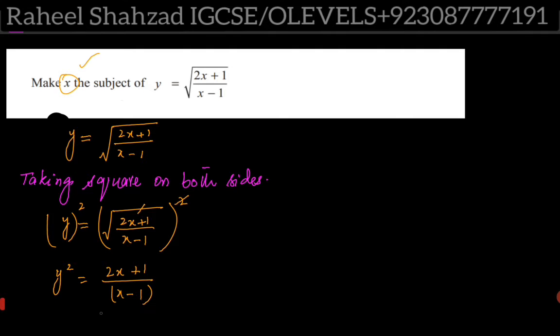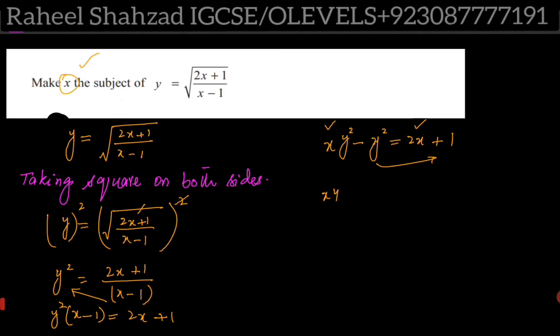So this x minus 1 is being divided on the right hand side. When we bring it to the left hand side, it is y square times (x minus 1), it will be multiplied, equal to 2x plus 1. So it is xy square minus y square is equal to 2x plus 1. Again, same concept. We need to make x the subject, so we'll try to bring x values on one side and our other things to the other side. So it is xy square minus 2x is equal to y square plus 1.